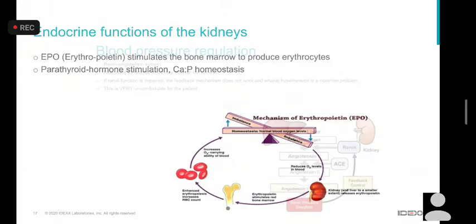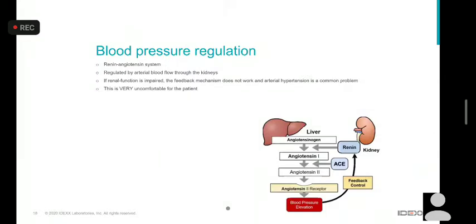And then, last but not least, they are very important in regulating the blood pressure. And this is the angiotensin 1-2 receptor system, or the renin-angiotensin system. So the kidneys are extremely important in maintaining a normal blood pressure.